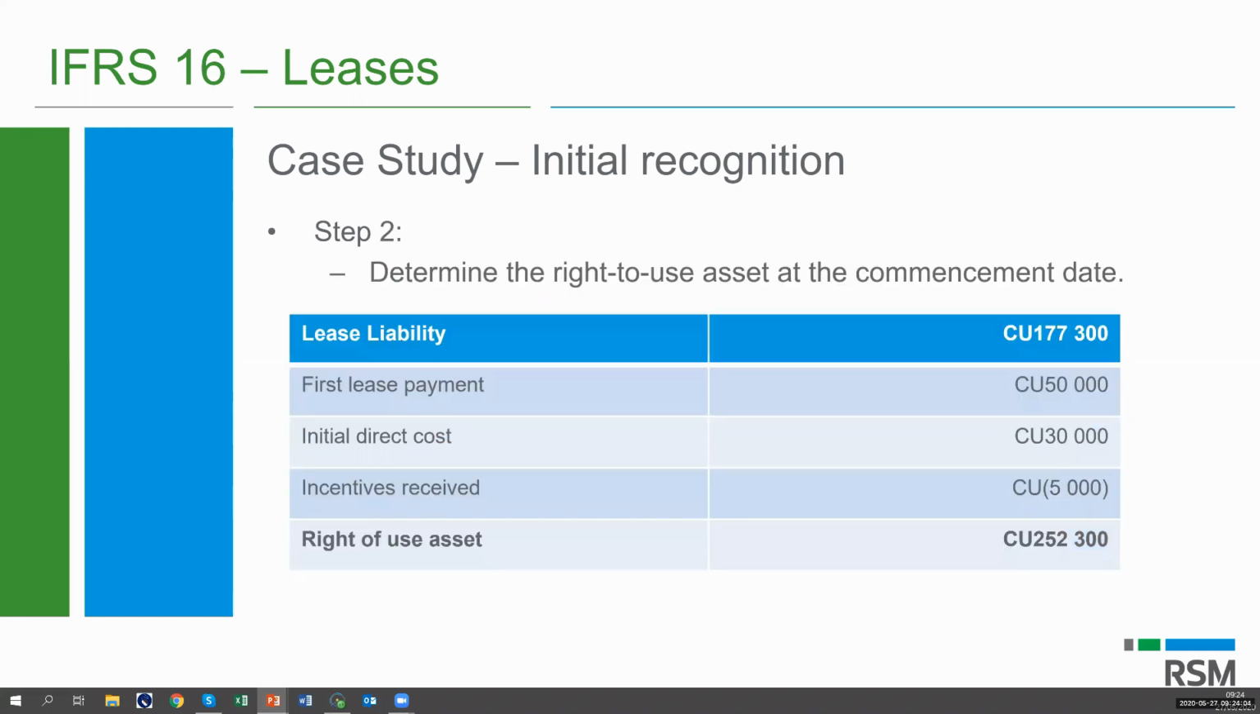You're determining your lease right-of-use asset. Again, like I said in the beginning, we always start with our lease liability. So it's 177,000 that we got to. You would add your first lease payment of 50,000 Rand. Again, your initial direct costs we can include. Those are the 30,000 Rand. And assuming we receive a lease incentive of 5,000 Rand, we would then take that into account as well, getting us to a right-of-use asset of 252,000.